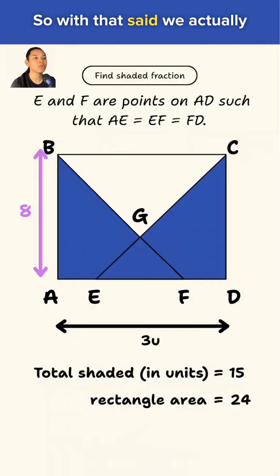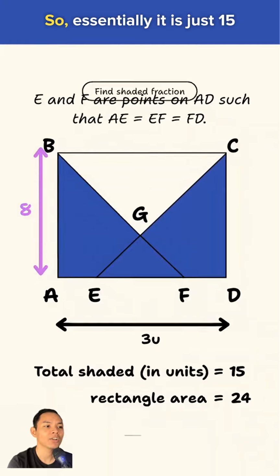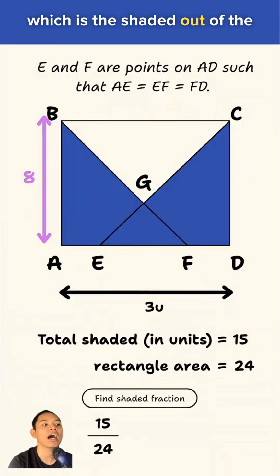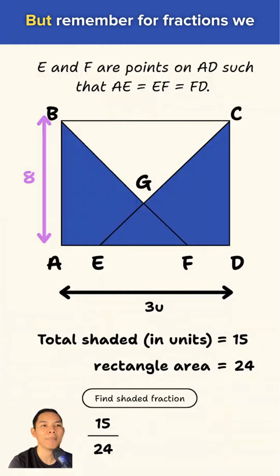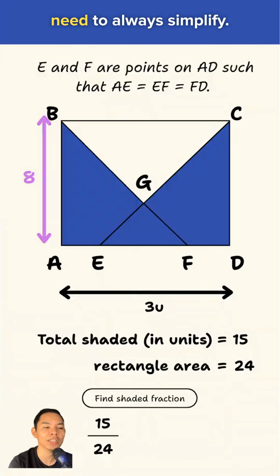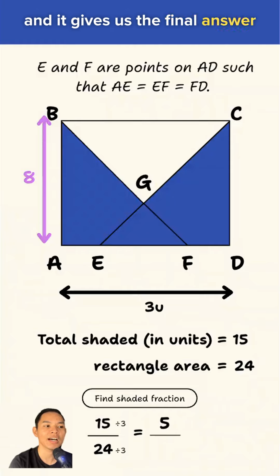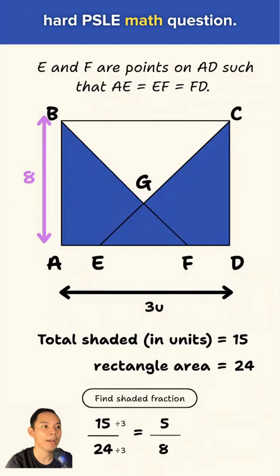With that said, we can get the fraction of the shaded part. Essentially, it is 15, which is the shaded area, out of the total area, which is the rectangle area, 24. But remember, for fractions, we always need to simplify. So we divide by their common factor, which is 3, and that gives us the final answer, 5 over 8. And that's how you solve this hard PSLE math question.